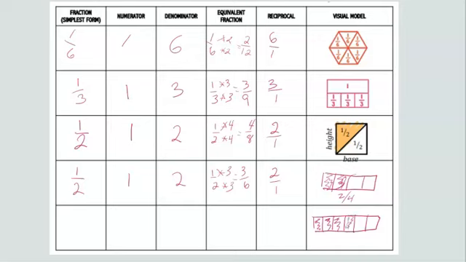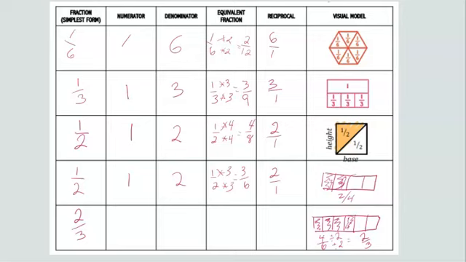So again, 4 over 6 is not in simplest form. Both of those numbers can be divided by 2. When you divide both those numbers by 2, we get 2/3. So 2/3 is simplest form because 2 and 3 only share a factor of 1.